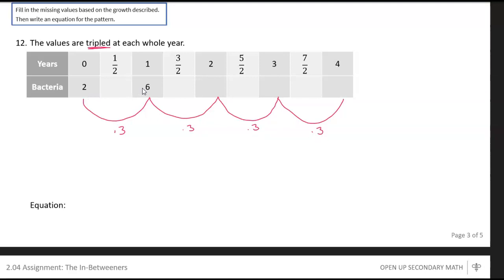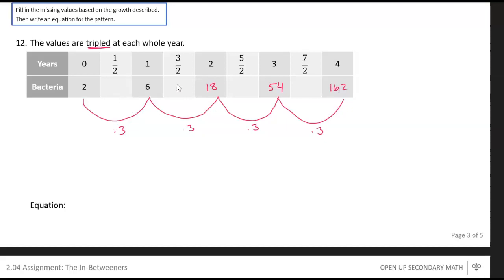2 times 3 is 6. 6 times 3 is 18. 18 times 3, I believe, is 54. Yep, 18 times 3 is 54. And then 54 times 3 is 162.